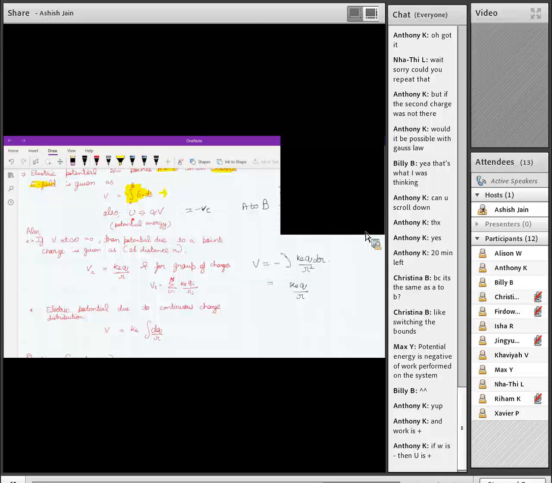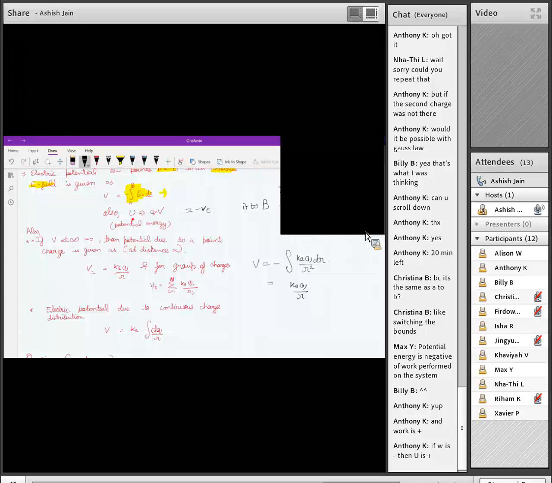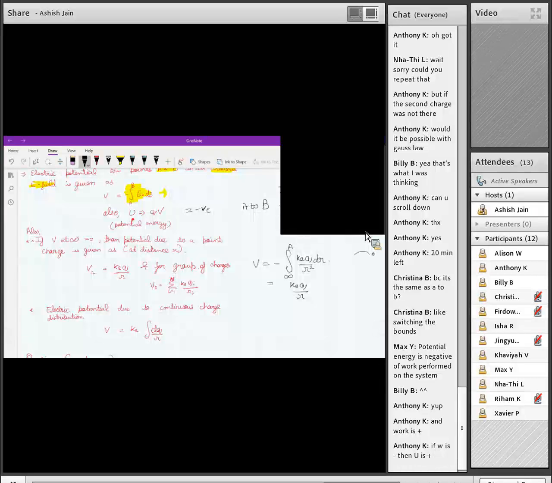So you are bringing the charge from... wait, I got a little confused there. You're bringing charge from infinity to point A. You always bring charge from the point of lower potential to the point of higher potential. So you assume that the potential at infinity is 0, and this is the equation. Then, due to the point charge, you get this kq/r. That's how you got this.